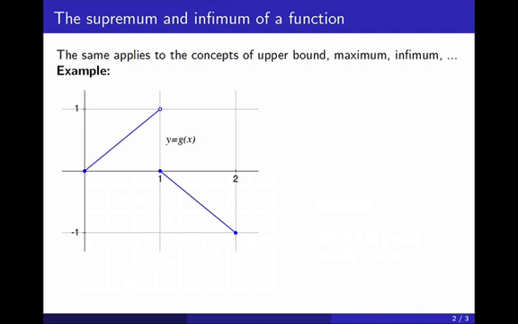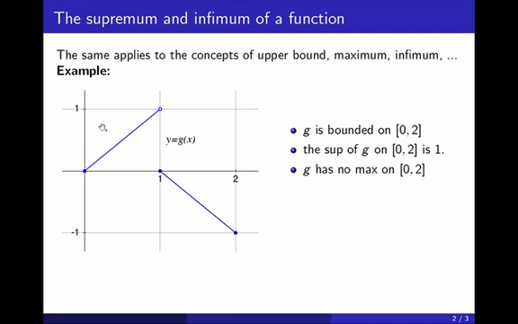Here is an example. I have defined a function g via this graph. The domain is the interval from 0 to 2, including both endpoints. This function is certainly bounded, both above and below. If I try to calculate the maximum, I can't. There is no maximum. If I look at the range, it includes -1, but does not include 1. So this function has a supremum, the supremum is 1, but it has no maximum. On the other hand, it does have both an infimum and a minimum, which is -1.